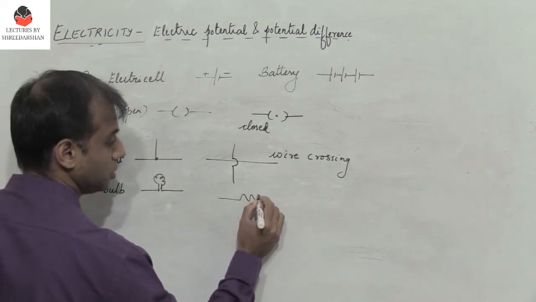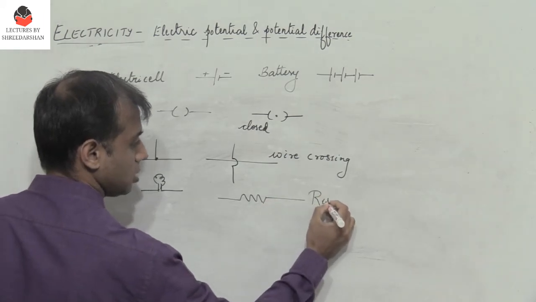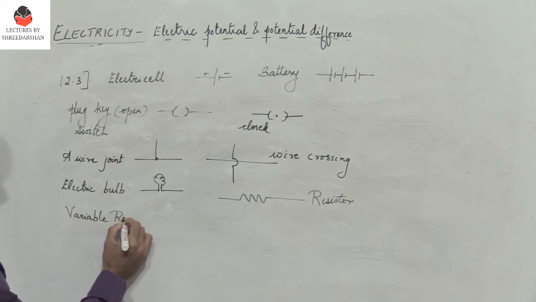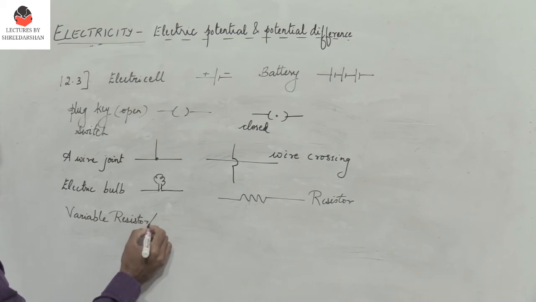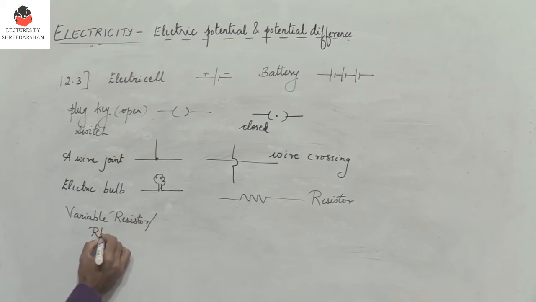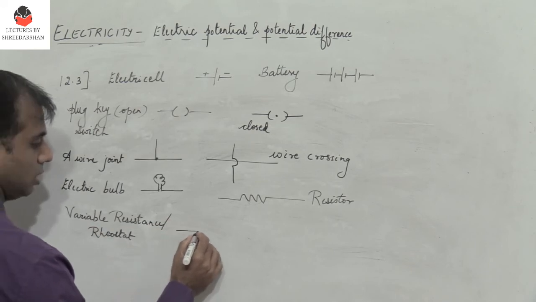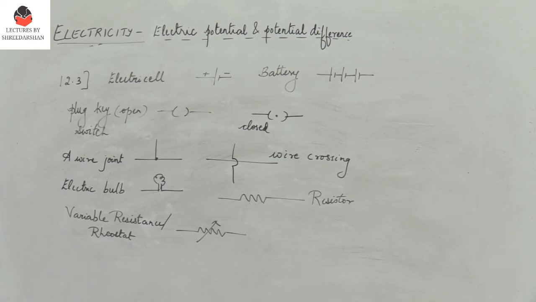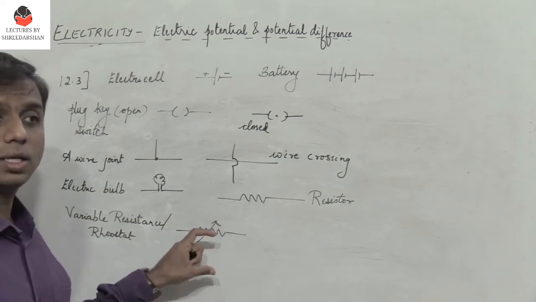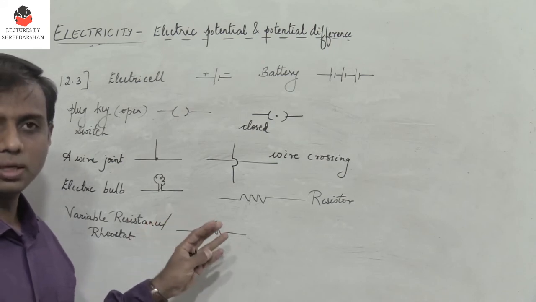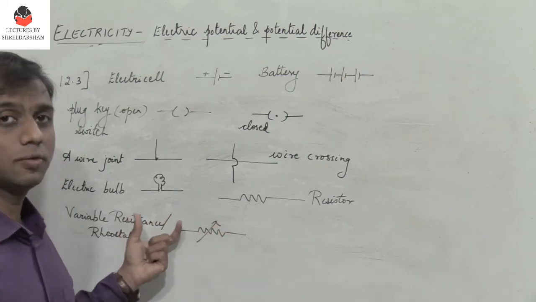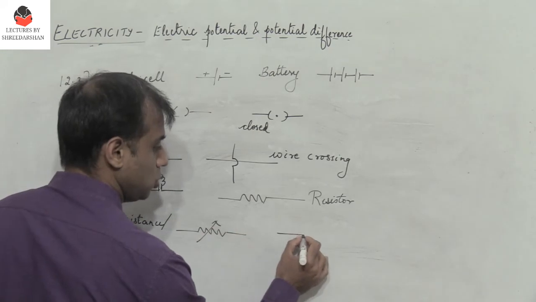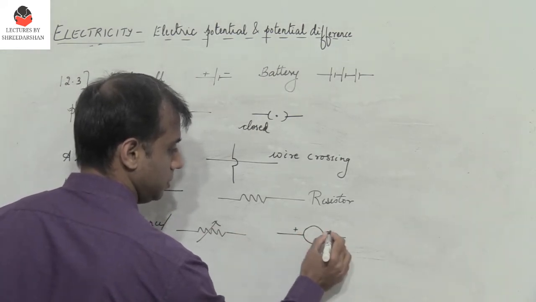And then we have a resistor. A resistor is represented like this. What about a variable resistor? A variable resistor, also referred to as a rheostat, is represented like this. A rheostat or a variable resistance is essentially a device wherein you can actually vary the resistance. When you do practical experiments, you would be using a rheostat or a variable resistor where you can vary the resistance. And the device which is used to measure the current is known as an ammeter.